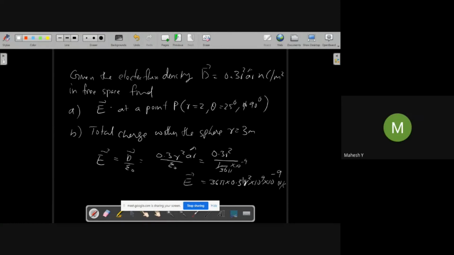So this is dependent on only r. It is independent of theta and phi, right? This expression is independent of theta. So whatever may be the value of theta or phi, it will remain the same, it only changes with r. So you have to substitute only r equal to 2.